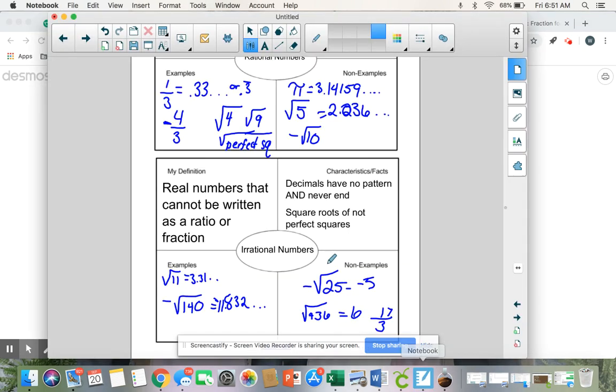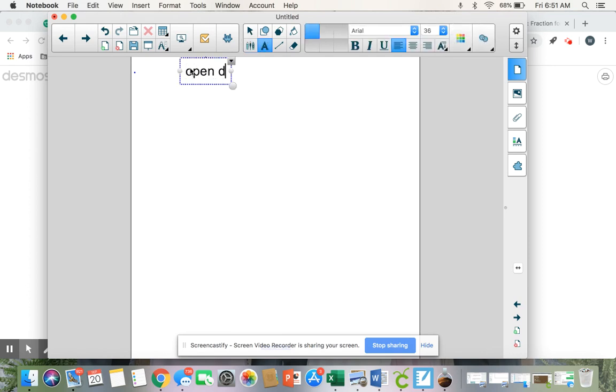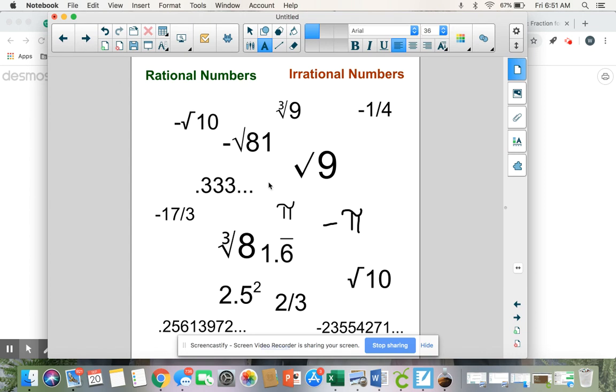So right now, you can use Desmos. That's totally fine. You can pull up Desmos or open up Desmos for this part. But you have all of these cards, and you have different numbers on a card. I want you to decide, is it a rational number or is it an irrational number?